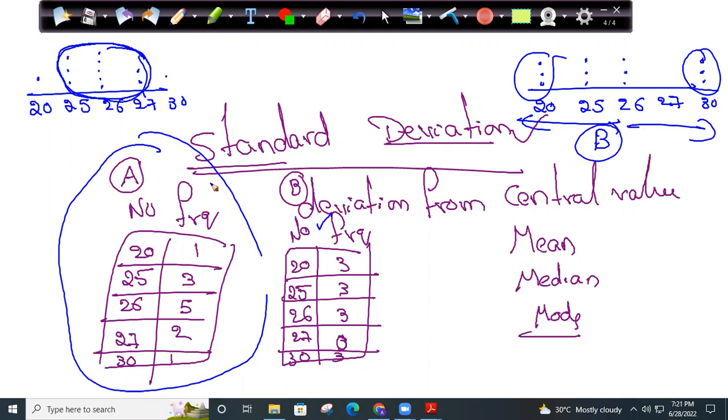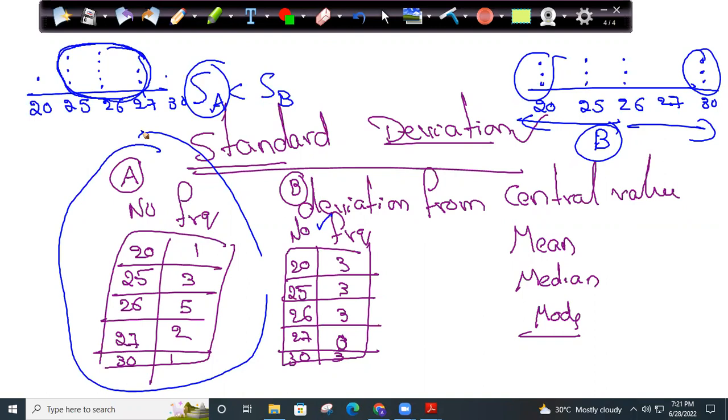So set A will have less standard deviation when compared to set B. Who gave a different answer? I asked you which has more standard deviation, so your answer should be set B. But 90% of you gave set A. You are thinking set A will have less standard deviation than set B because in set A, most of the data is closer. Okay, at least now I hope you understand what I am speaking.